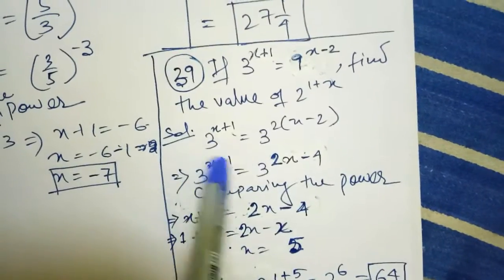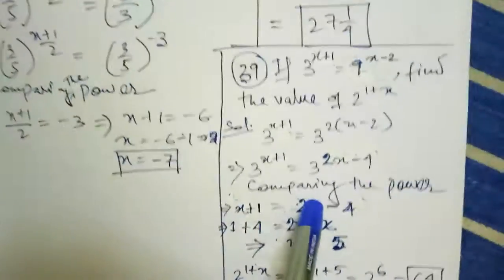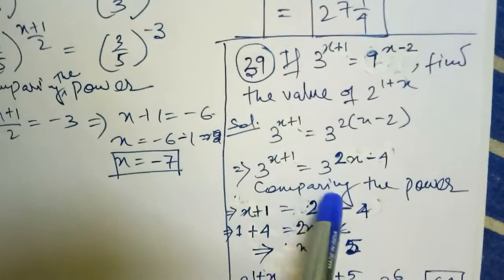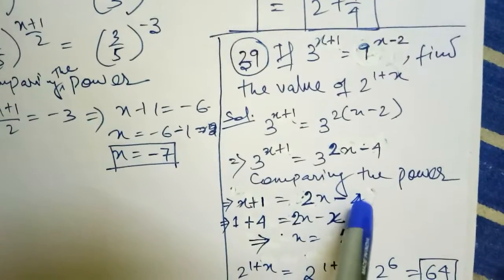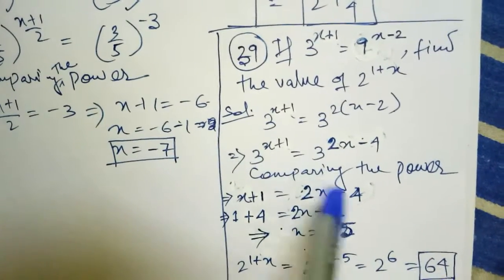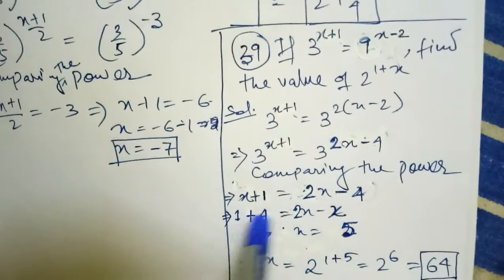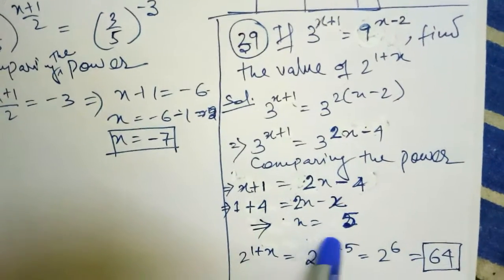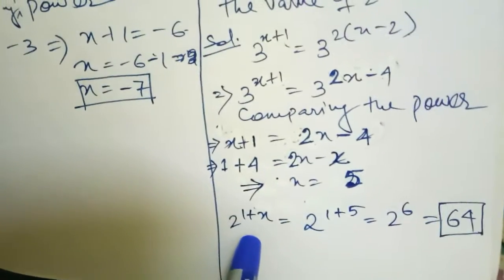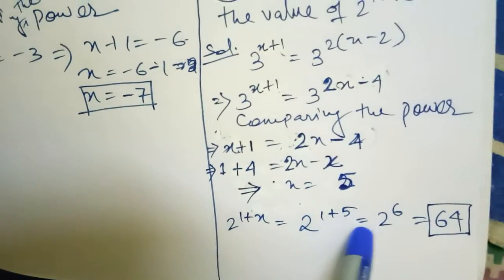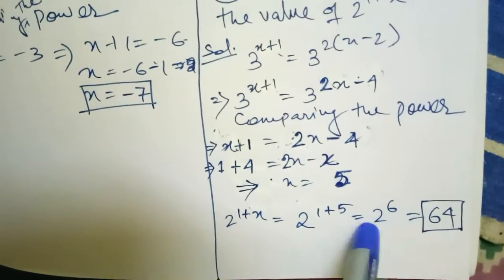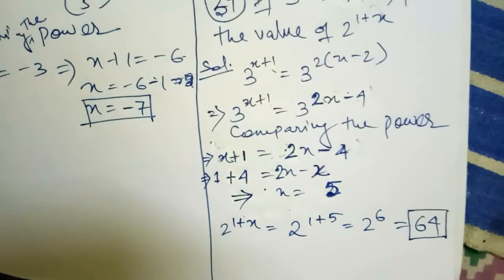Now again see the bases are same. If the bases are same, we can compare the power to find the value of x. It's the same concept I have done over here also. Then the like terms are made in one side and another side. See, 2x minus x, and 1 plus 4 is 5. Then x equals to 5. Then 2 to the power 1 plus x equals to 2 to the power 1 plus, in place of x, 5. Then the power will be 6. That 2 to the power 6 value is 64.